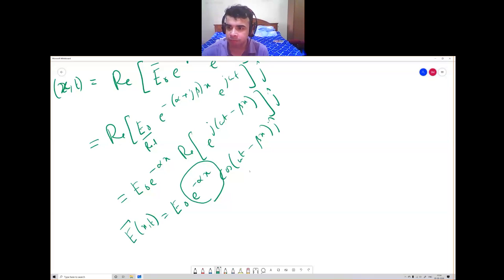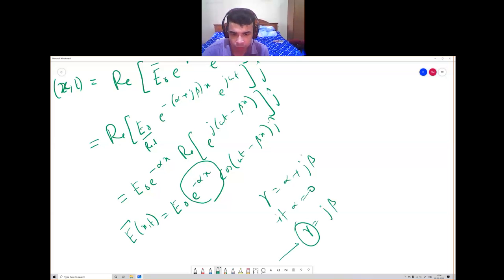Why does beta become pure complex? Because here alpha is 0. See, beta is not complex. Beta is real. What is complex is this term. Don't get confused. If alpha is 0, then gamma is equal to j beta. Gamma is complex, but beta is real. You understand the difference? Don't get confused with gamma and beta. If alpha is 0, we can write gamma equal to j beta. Beta is a real number, but gamma is a complex number. And if alpha is 0, then gamma is a purely imaginary number. Okay.